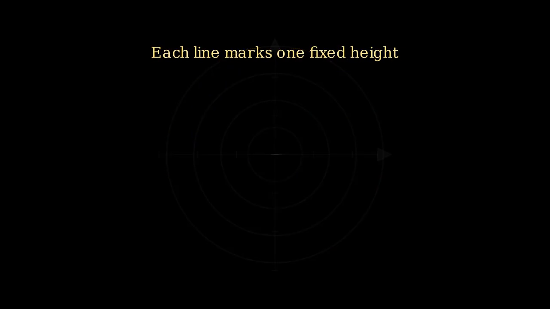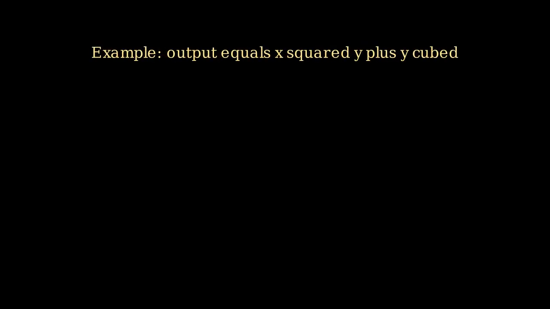Let us work through a full example. In words, our function is the output equals x squared times y plus y cubed. In symbols, that is f of x, y equals x squared times y plus y cubed.